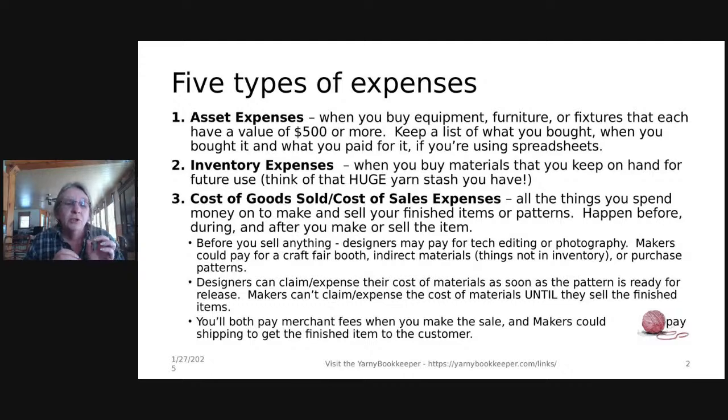So that means you have to keep those detailed records of how much it cost you to make each item that you sell. Now, it's likely both makers and designers will pay merchant fees after you make the sale, and makers may pay shipping to deliver the finished item to the person that bought it. Okay, I know this is a lot to take into consideration, right?